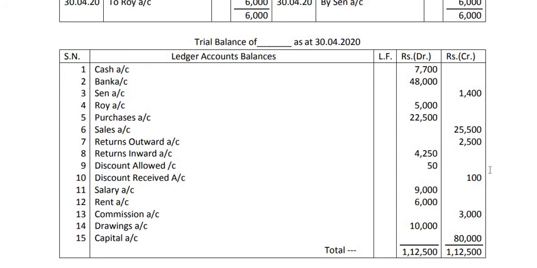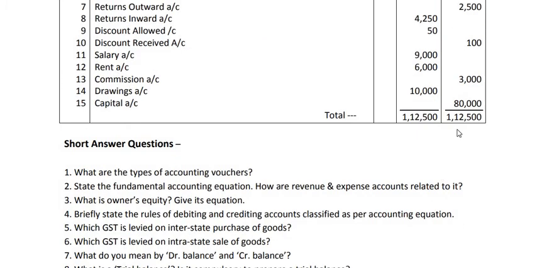Discount received, we have a credit balance. Similarly, salary and rent accounts, we have debit balances. Salary 9,000 debit balance, rent 6,000. Then in the commission account, we have a credit balance of 3,000. Similarly, in the drawings account, we have a debit balance, and lastly in the capital account, we have a credit balance of 80,000.